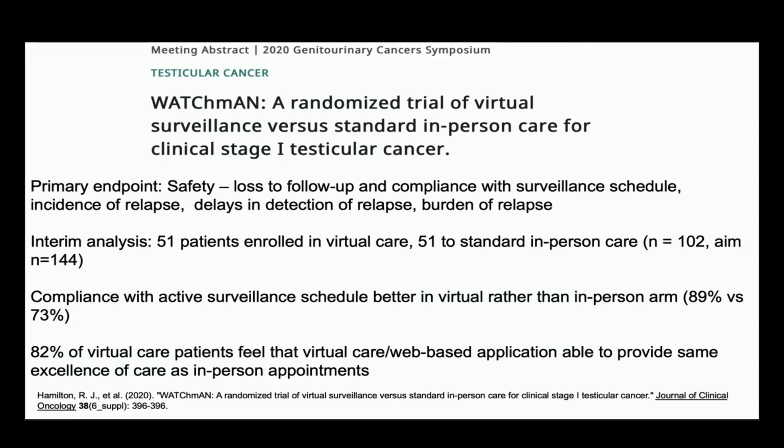The other thing was that in those with virtual care, 82% of them actually felt that the application was able to provide the same excellence of care as in-person appointments. So that's the patient's perception. There was no difference in relapse, incidence, detection, or burden from what they saw at that time.